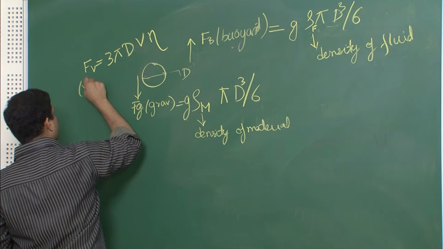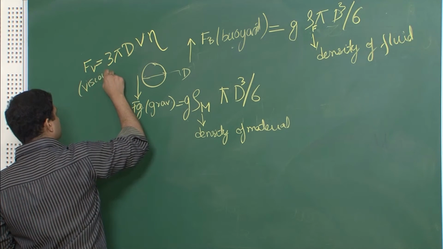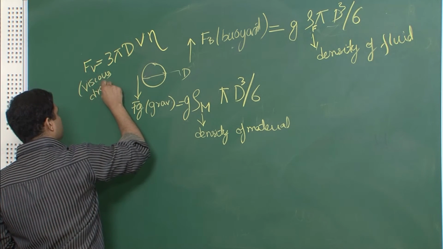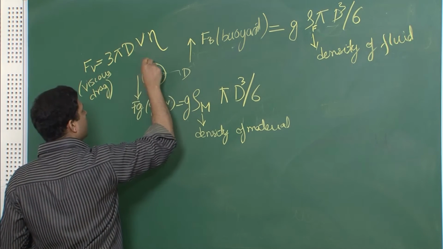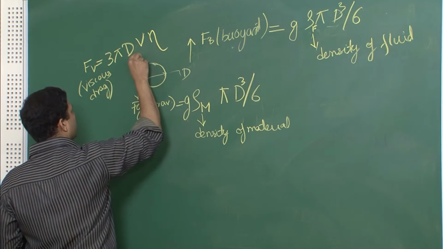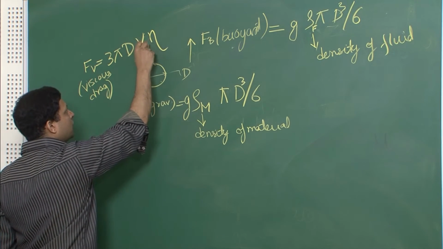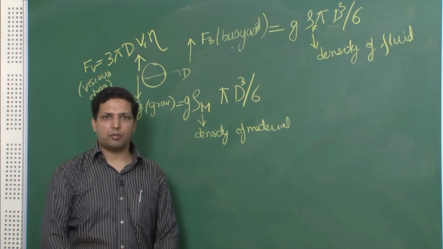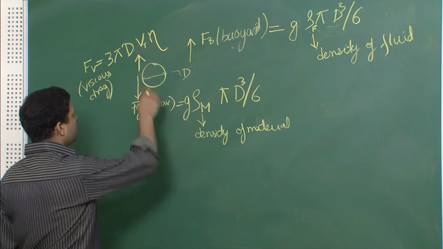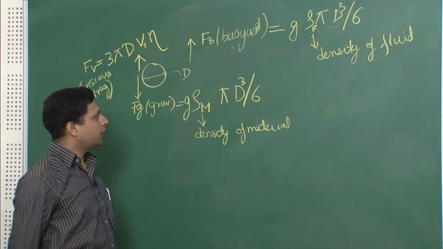So this is the viscous drag. This is also in the upward direction. Here d represents the diameter, v is the terminal velocity, eta is the viscosity. So, it is because of the viscosity of the material that this drag is getting generated.